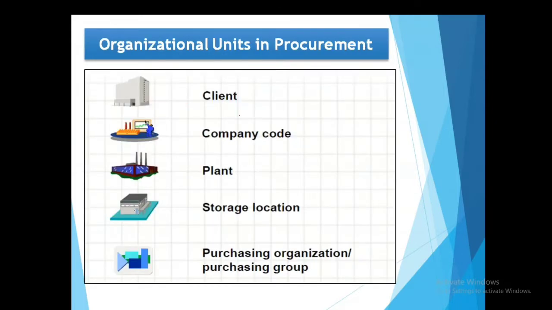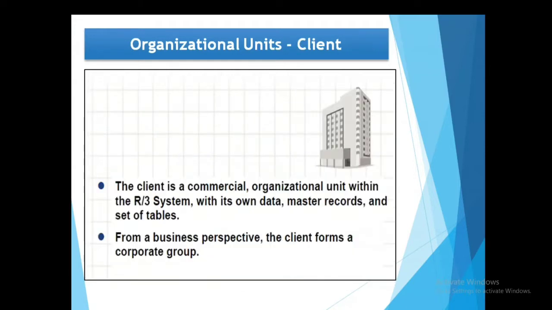From the procurement point of view, from the purchasing point of view, for the MM module, the organizational units are this one: client, company code, plant, then storage location, then purchasing organization, and after that the purchasing group. So these are the organizational objects. We will discuss them one by one, and then we will go to the system where they are created and how they are interlinked to each other. All those things we will understand. So first let's start with client.